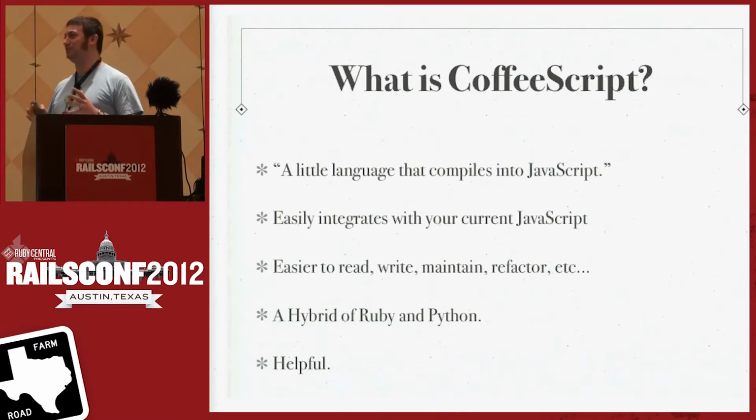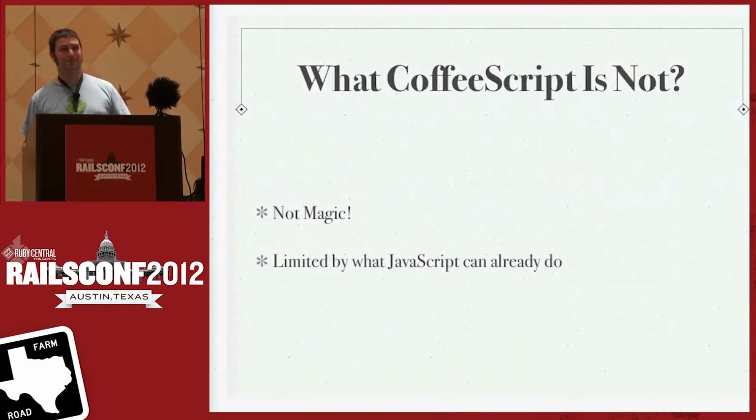So what CoffeeScript is not, it is not magic. And it can't do things that JavaScript can't already do. And the big example I always give about this is method missing. Right? Everybody in this room knows what method missing does in Ruby, I should hope. It's basically how Rails works. The core of all of Rails is built around method missing. You can't do method missing in JavaScript. I wish you could, but you can't. So you can't do method missing in CoffeeScript. It's just impossible. It is limited by what JavaScript does.